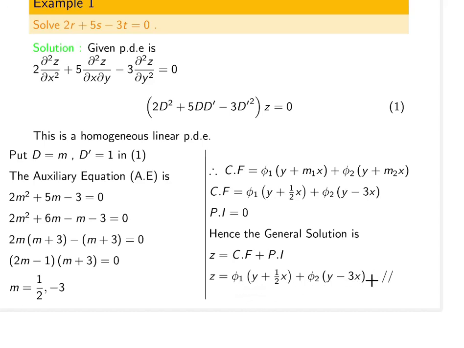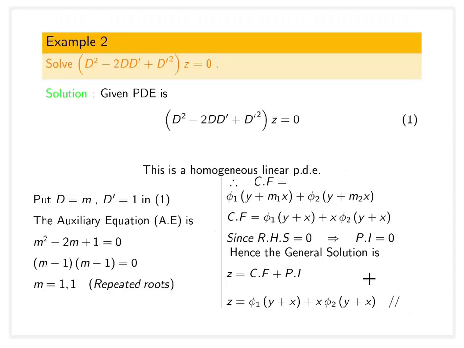The general solution is equal to φ1 of (y + 1/2 x) + φ2 of (y − 3x). So the next problem: solve (D² − 2DD' + D'²) z = 0. The given partial differential equation is taken as equation number 1.